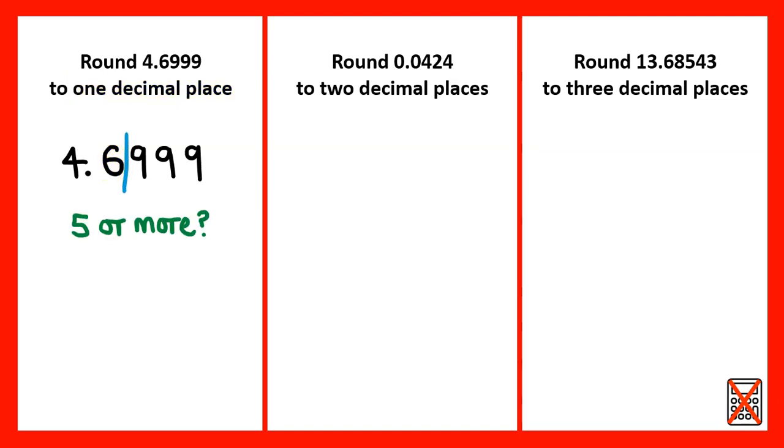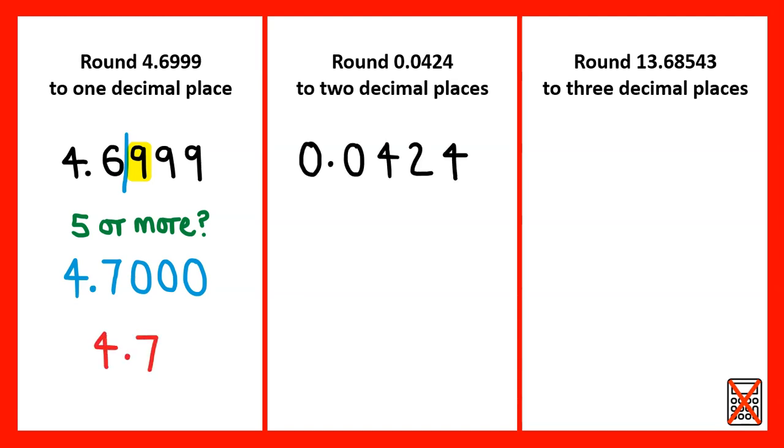I then need to look at the number immediately after the rounding line and decide whether this is 5 or more. If it is, which in this case it's 9, I round up by adding 1 to the number before the rounding line, which is in my first decimal place, and everything after the rounding line will turn to zeros. So this can be written more simply as 4.7.